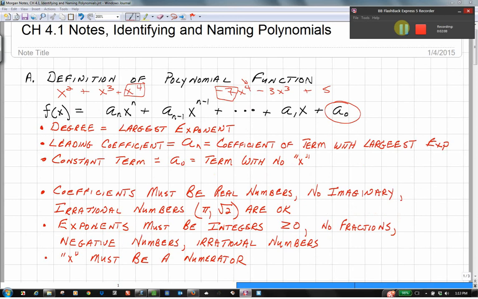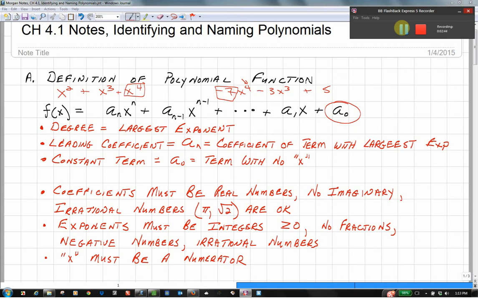Okay, now to be called a polynomial, there have to be some requirements for the coefficients, those are the things that are in front of the x's, and there have to be some requirements for the actual exponents. So here they are. The coefficients, those are the numbers in front of the x's. Those cannot be imaginary. They could be irrational, which means they could have square roots. They could be pi. They could be negative numbers. They could be fractions. But the coefficients cannot be imaginary.